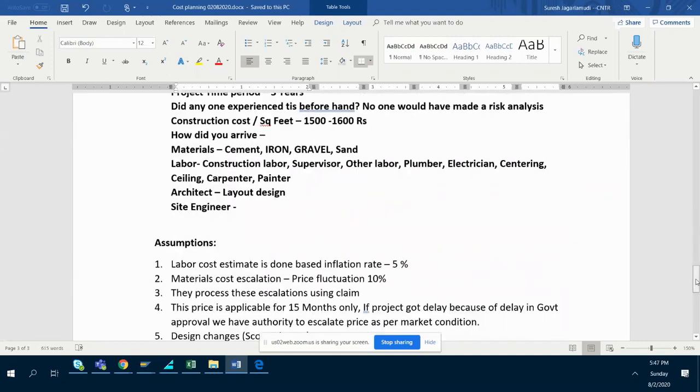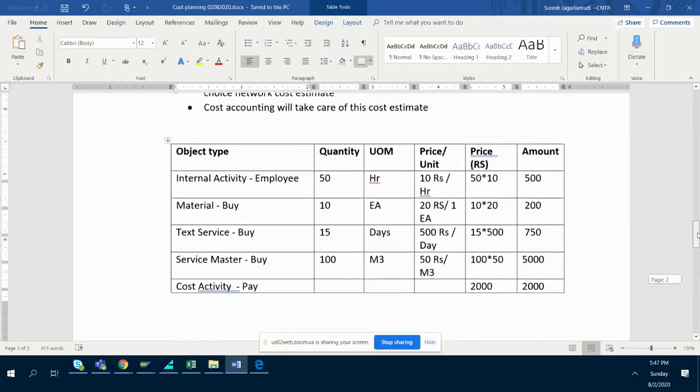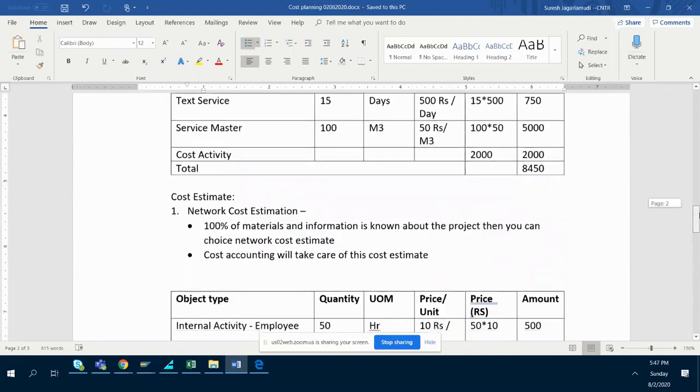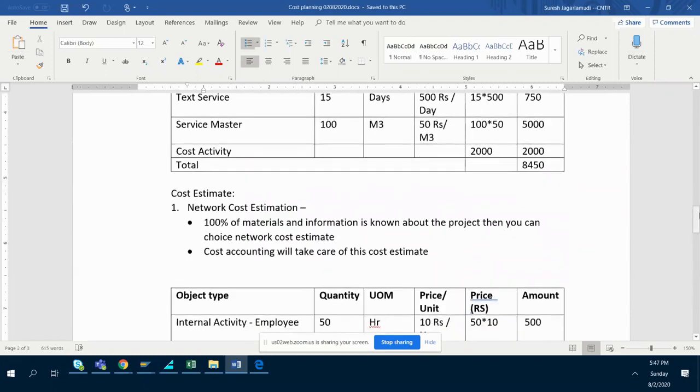Actually speaking, what I said is 100%, but it is not really 100%. Nobody is sure of 100%, isn't it? Even after execution only, we will say this is 100% sure. Is anybody 100% sure this is the material I am going to use? Nothing like that. So it is 80 to 100% of the material or information that is known to us. In that case, we go with this cost estimate.